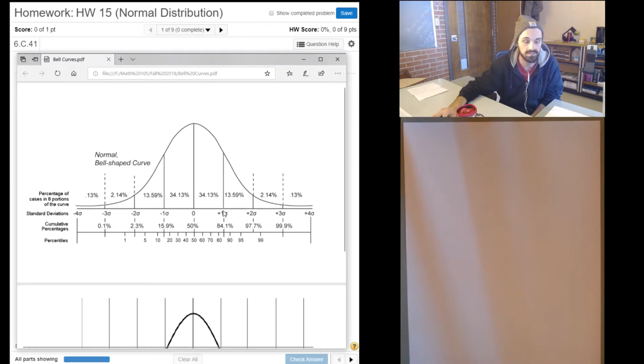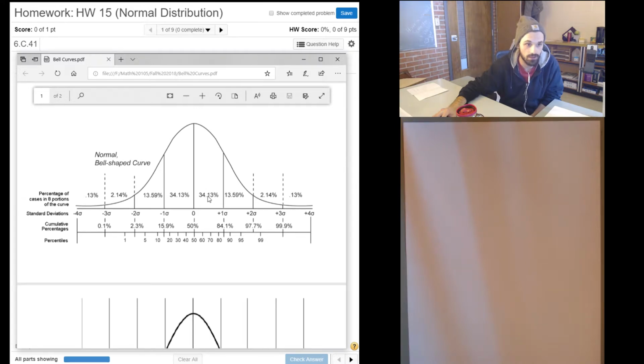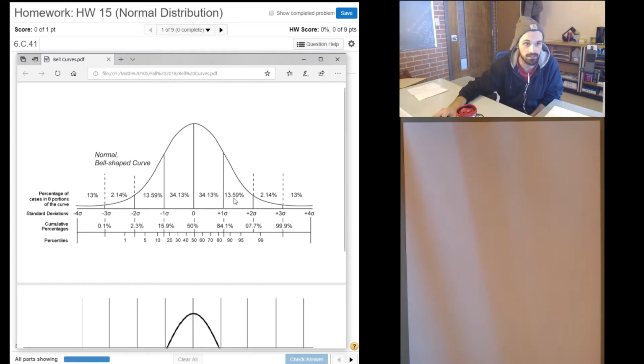And if you go one standard deviation to the right, in between the average and one standard deviation, 34.13% of your data lives within that range. Similarly, if you go between one standard deviation and two standard deviations, approximately 13.6% of your data is going to fall between one standard deviation to the right and two standard deviations to the right.